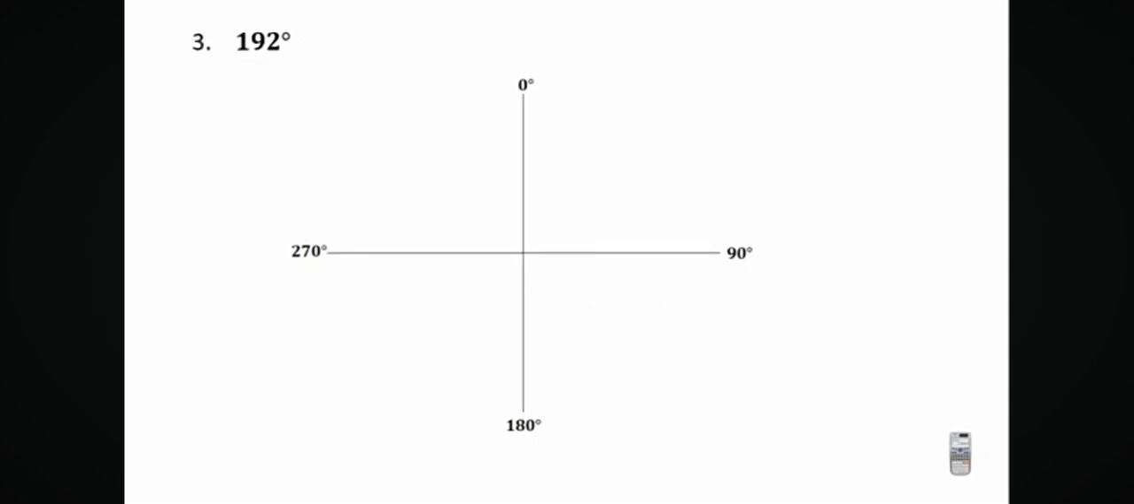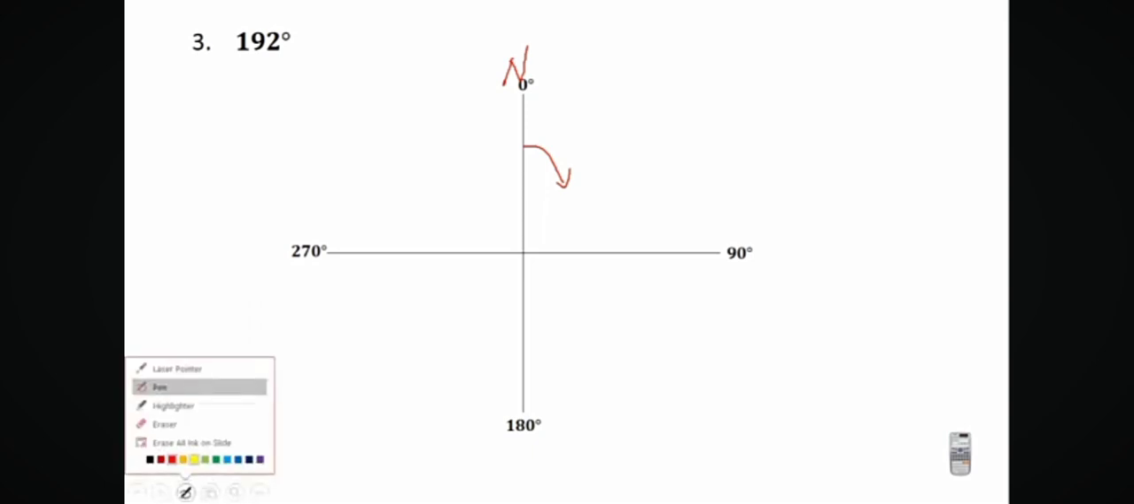Let's consider the next question. 192 degrees. Once again, don't forget that we are always measuring from the geographic north, which is this one, in the clockwise direction. So from the north in the clockwise direction. Okay, now let's do that.